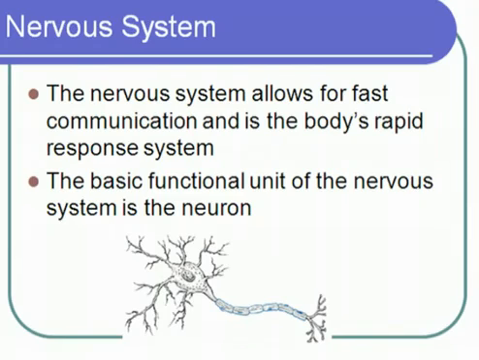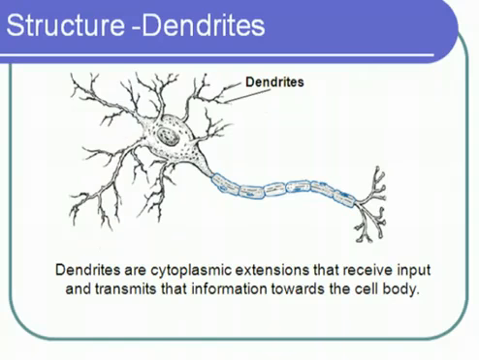The basic functional unit of the nervous system is the neuron. A representative neuron is pictured below, and we will be discussing the structure of the various parts of the neuron. Neurons have many dendrites, and dendrites are cytoplasmic extensions that are used to receive input. This information is then transmitted towards the cell body and determines whether or not the neuron fires an action potential.